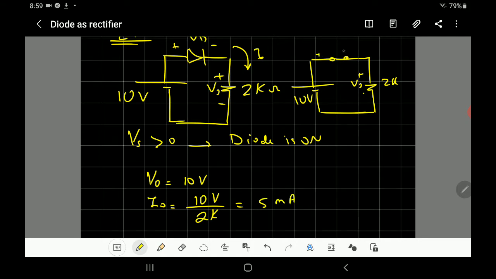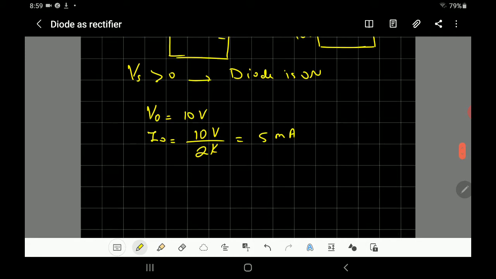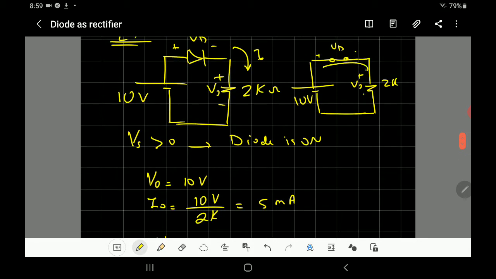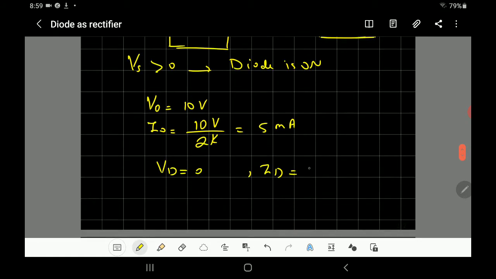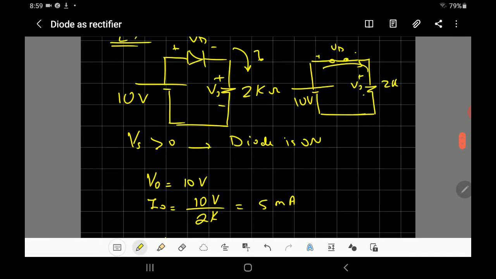And the voltage across the diode will be equal to 0. The current in the diode is the same as the current of the load, because it's in series, so it will be 5 milliampere. So that's when the voltage is equal to 10.